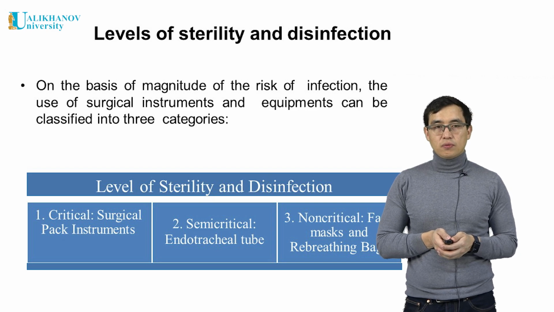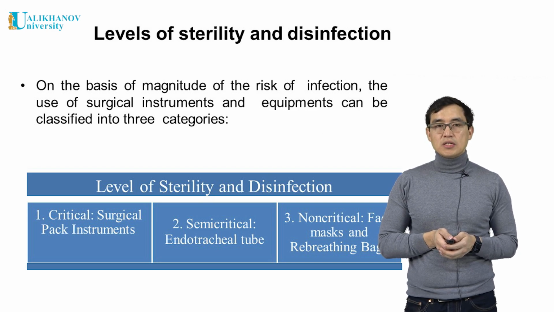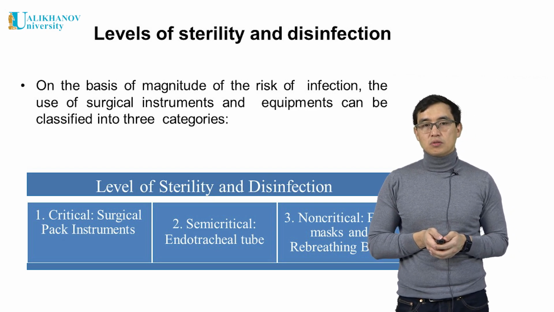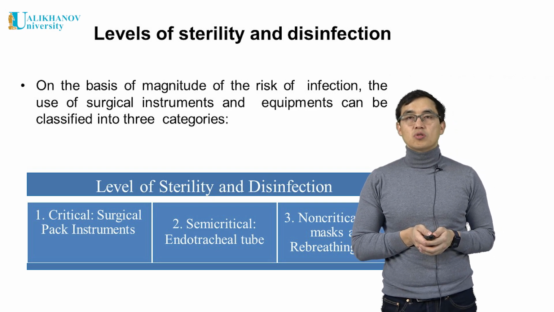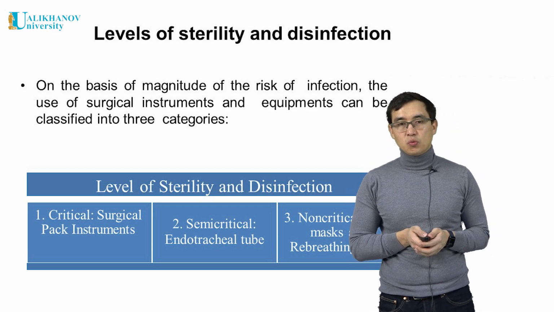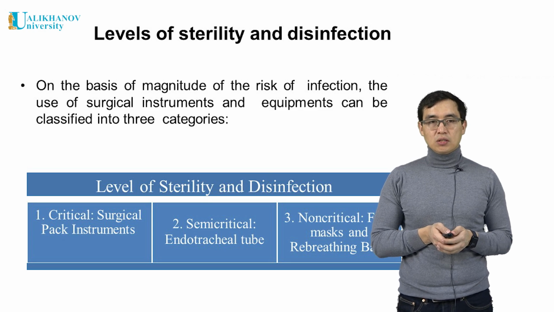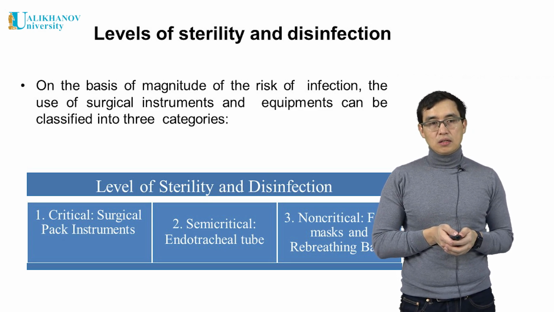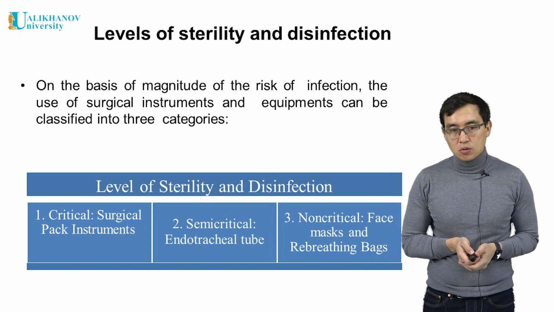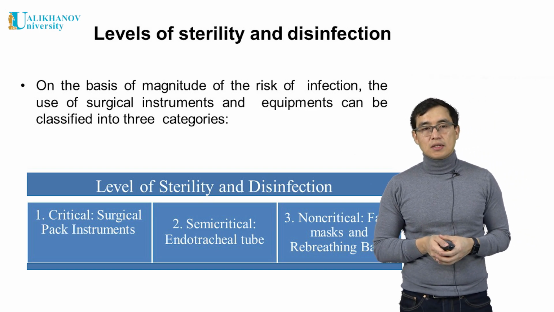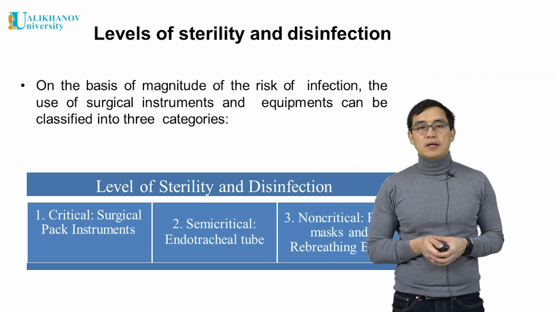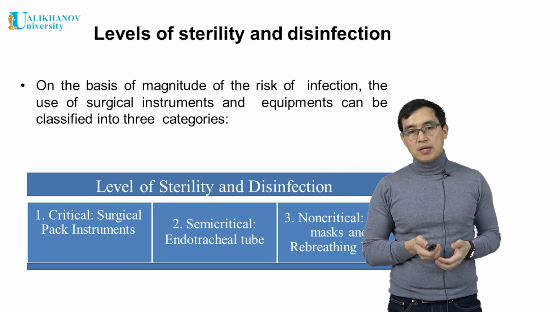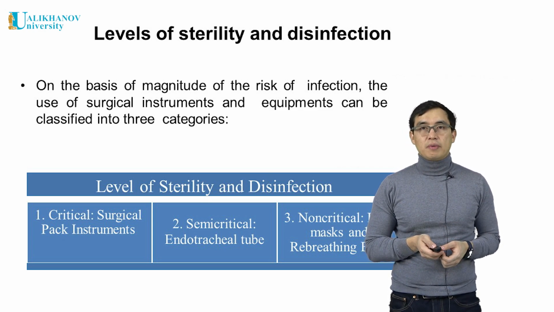Levels of sterility are based on the magnitude of the risk of infection. The use of surgical instruments and equipment can be classified into three categories. First, critical, which includes surgical pack instruments. Semi-critical, an endotracheal tube for example, and non-critical, a face mask and rebreathing bags.